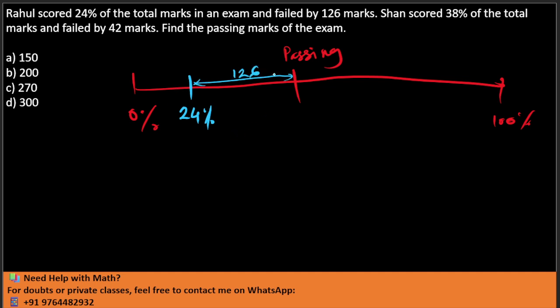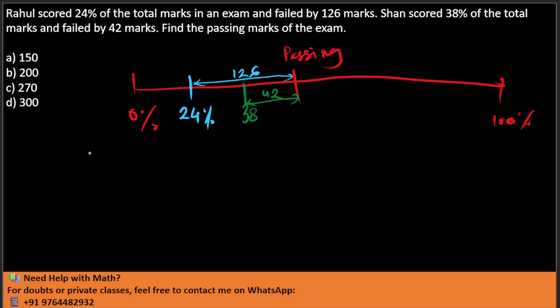All right. And Shan scored 38%. Let me change the color. So 38% will be somewhere here because he also faced the exam. So 38%. And how much marks less than the passing mark? It is 42.